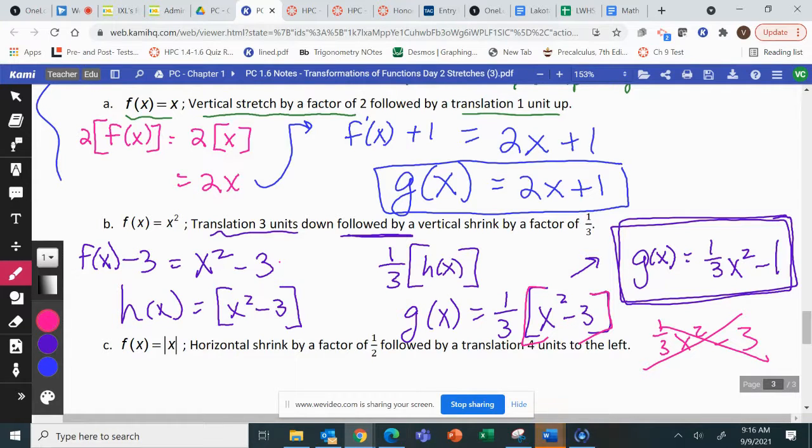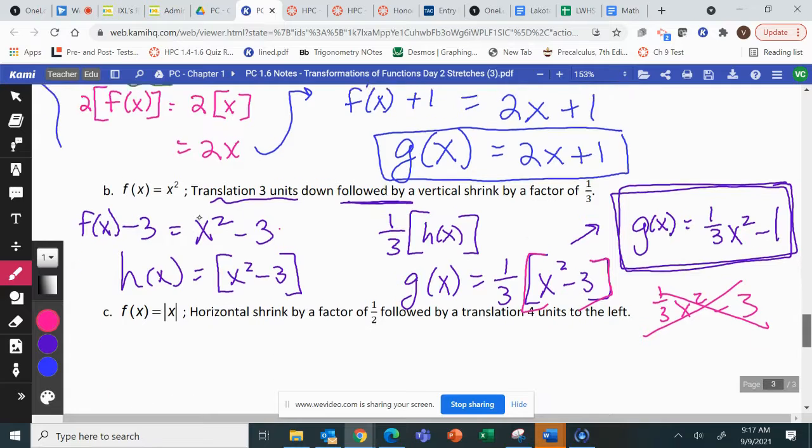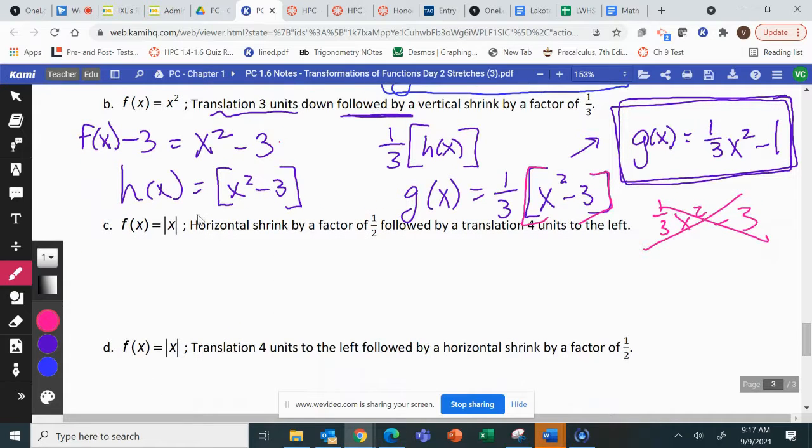So question C is f of x equals absolute value of x, horizontal shrink by a factor of 1/2, followed by a translation 4 units to the left. So we're going to do the horizontal shrink first. So if it's horizontal, where does it go?